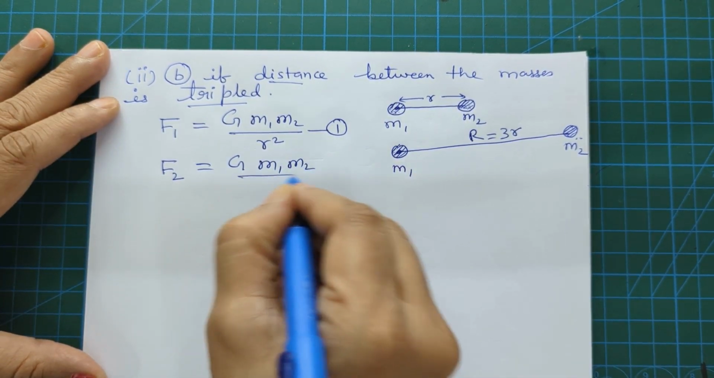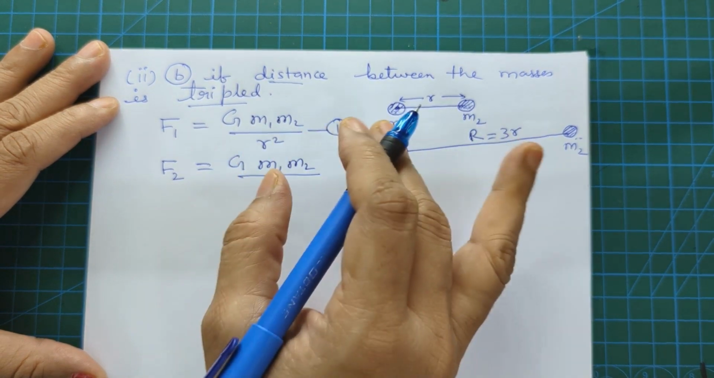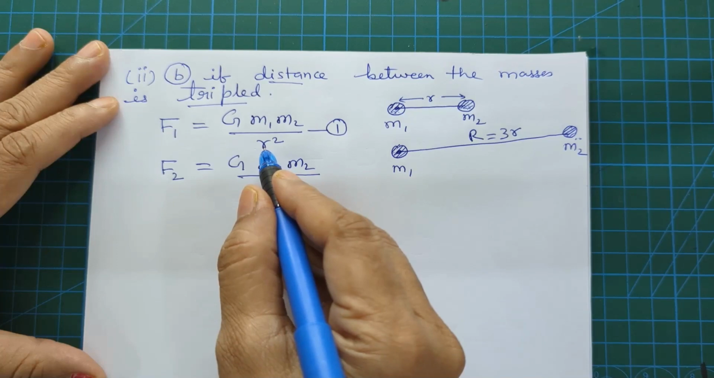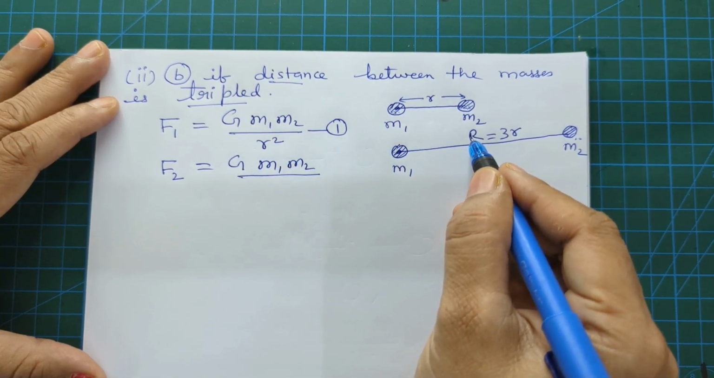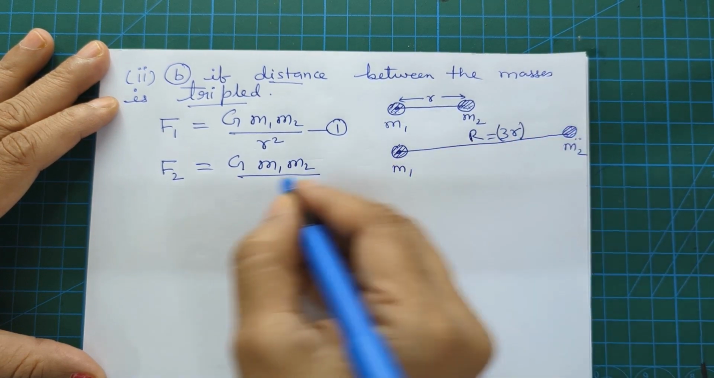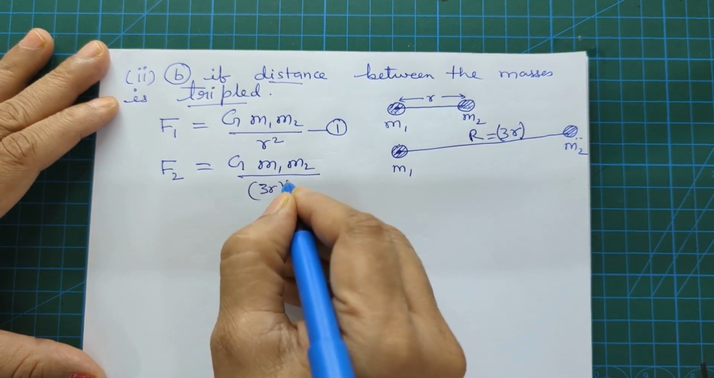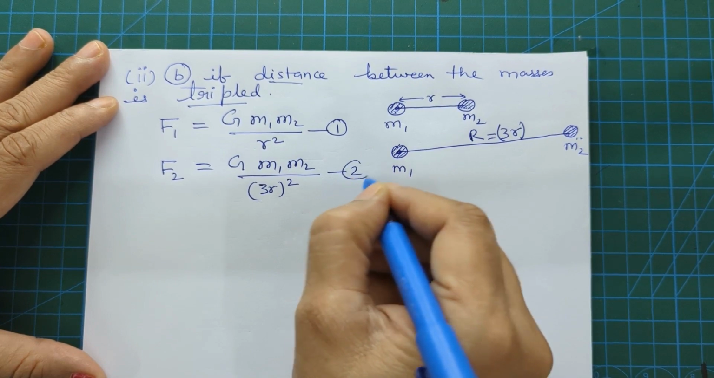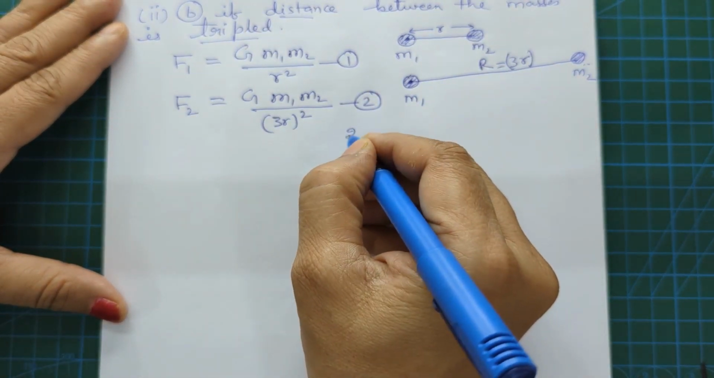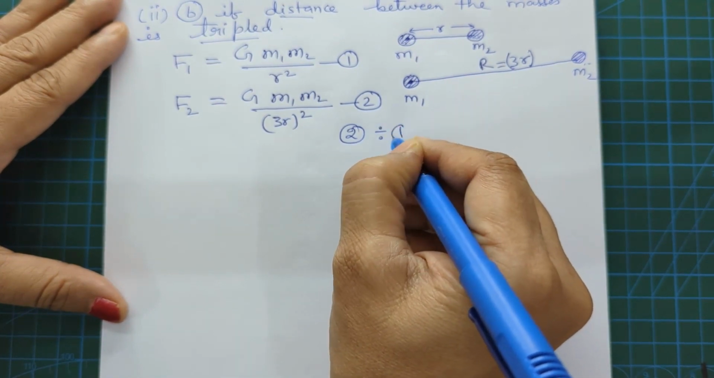Since in this question nothing is said about the masses, it means the mass remains the same. The distance is tripled. So instead of r square, I should write capital R square. And what is capital R? Capital R is 3r. So here I am supposed to write 3r whole square. So this is equation 2. What are we supposed to do? Compare. Compare means divide equation 2 by 1 or 1 by 2. 2 by 1 is more suitable.